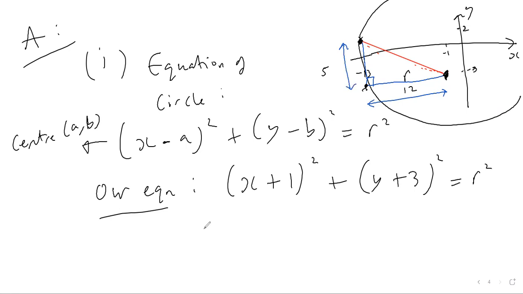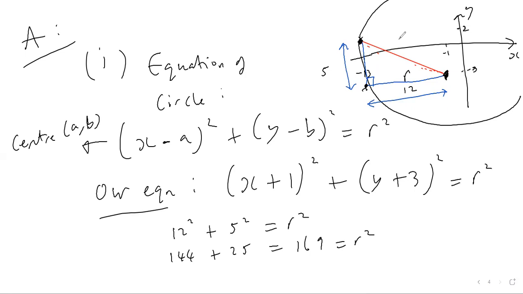So using a squared plus b squared equals c squared, this is our hypotenuse. A red line, our radius is always our hypotenuse. So we've got 12 squared plus 5 squared equals r squared. Now 12 squared is 144. 5 squared is 25. So that's going to be 169, which is r squared. So the radius will be the square root of that, which is 13.